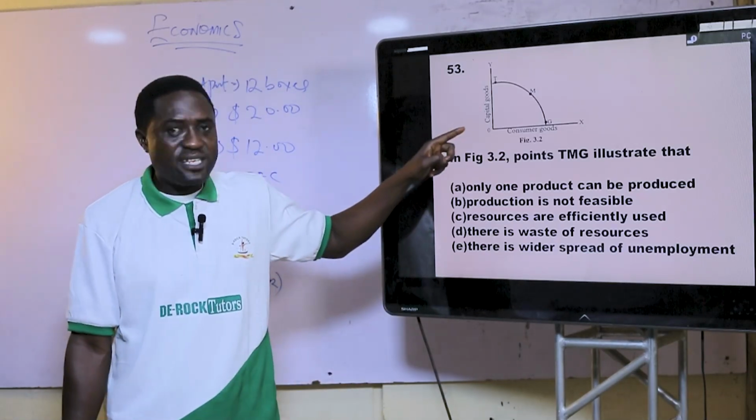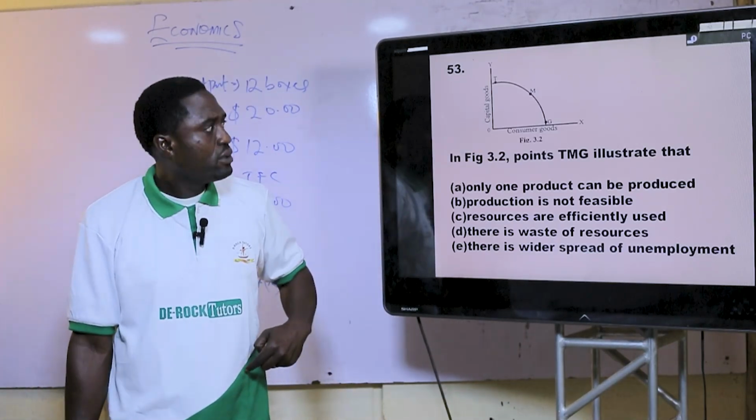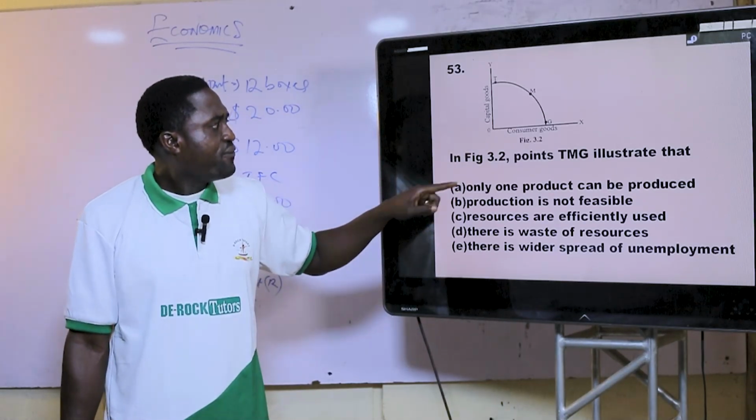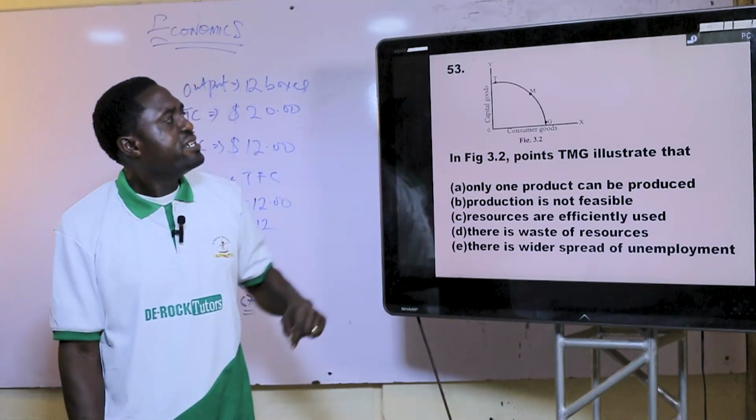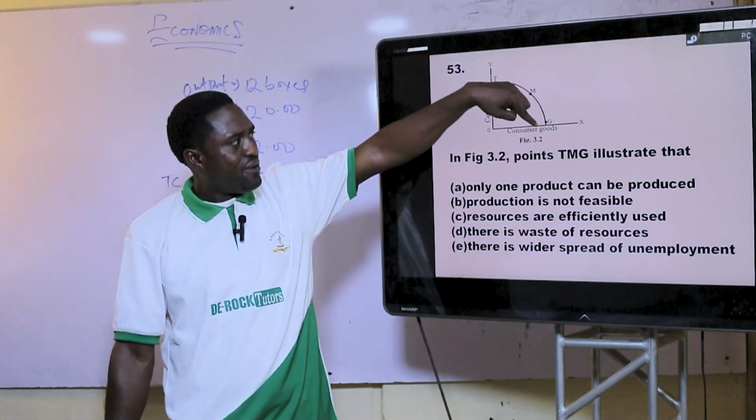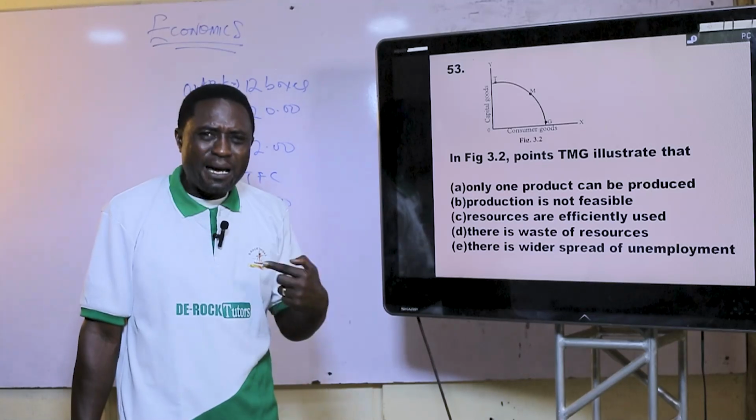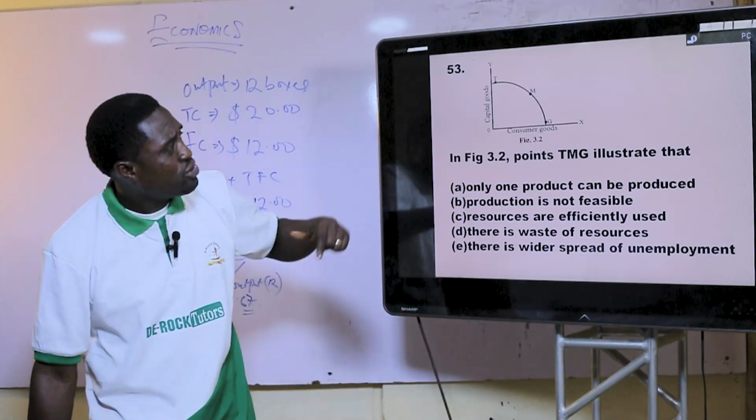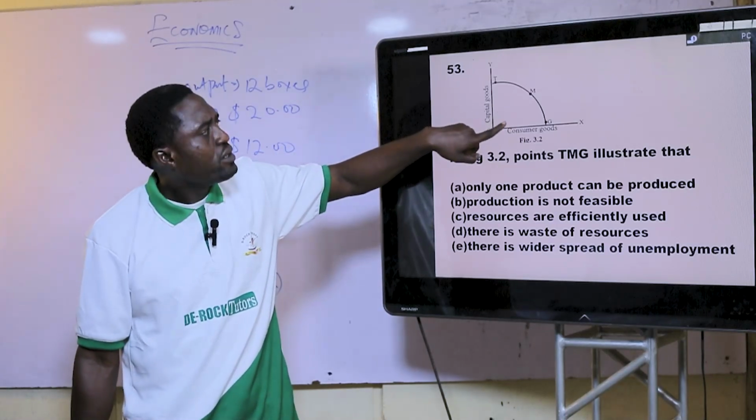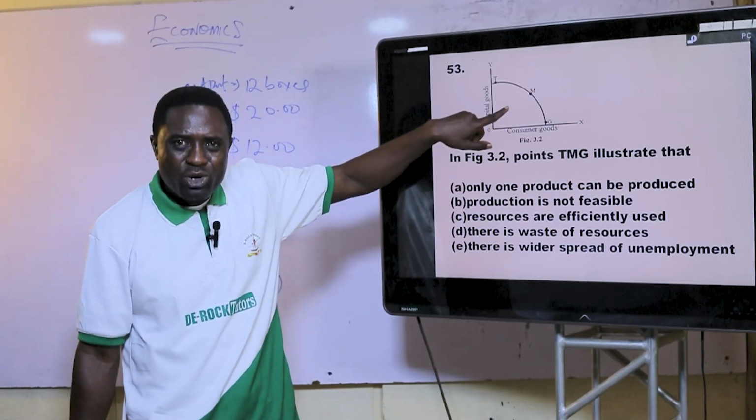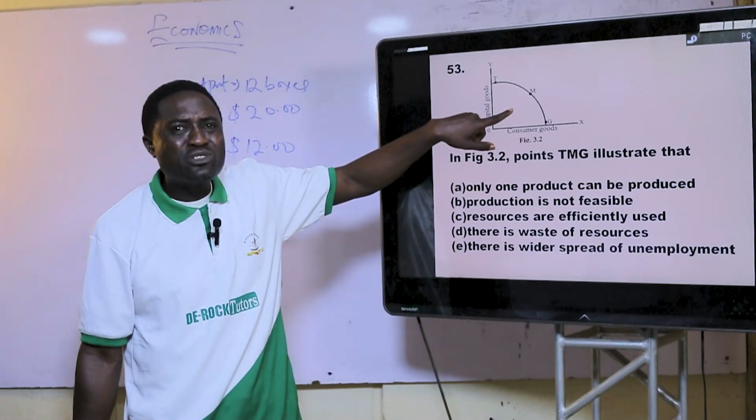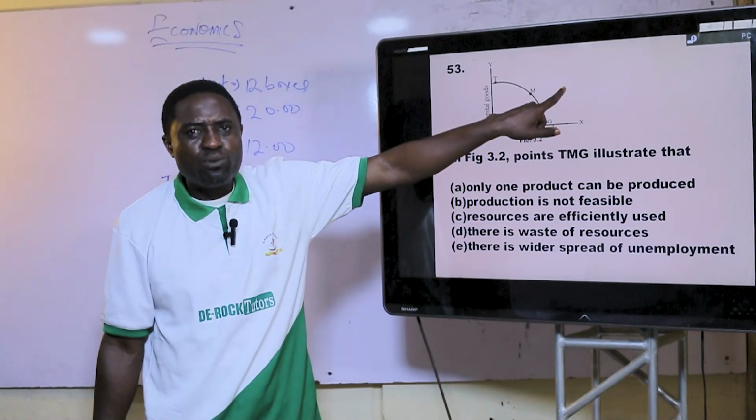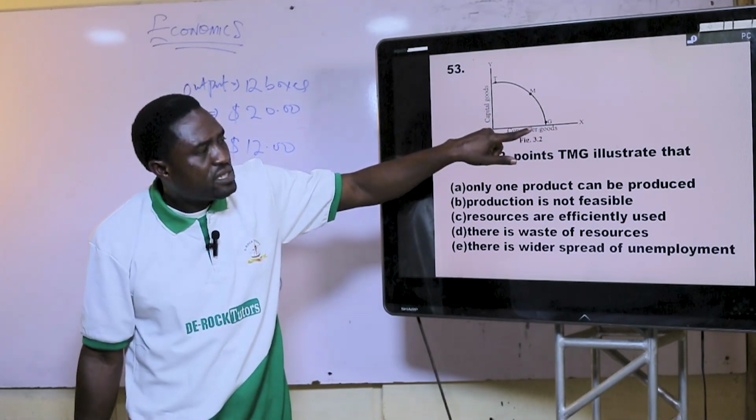Now, if we look at this very well, this is a production possibility curve. Consumer goods, capital goods, production possibility curves. In figure 3.2, points on the curve illustrate what? This is the point on the graph. At that point, resources are efficiently used. Below the curve, the resources are underutilized. But beyond the curve, it is unattainable. You understand? But on the curve, it is efficiently used.